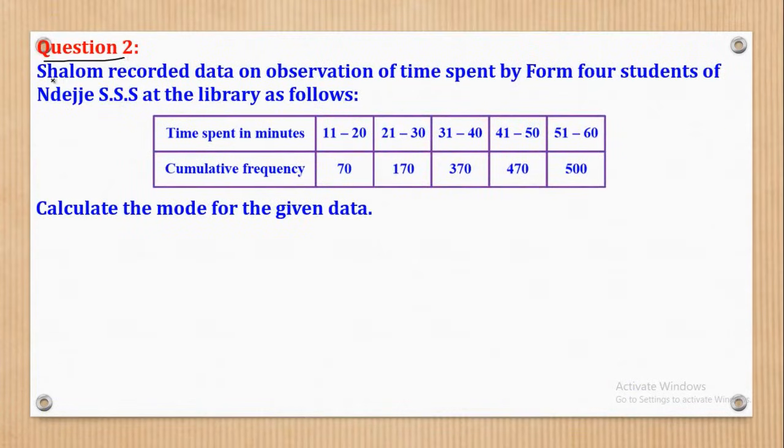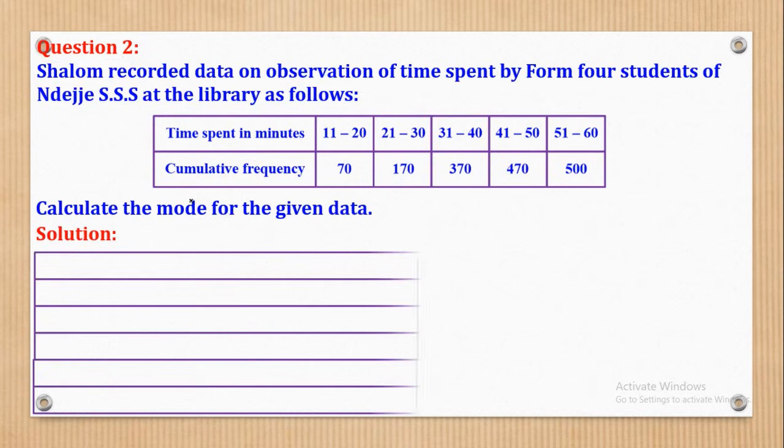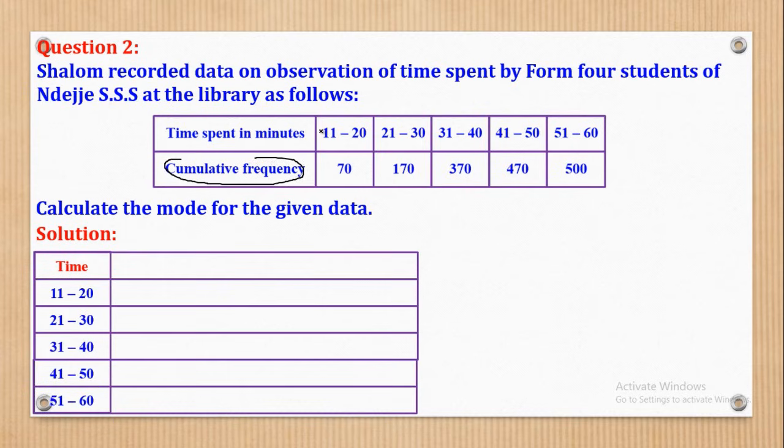Then question 2, Shalom recorded data on observation of time spent by Form 4 students of Ndege SS at the library as follows. So it's the table, and they said calculate the mode of the given data. So still we shall do the same, but here they have given you cumulative frequency instead of frequency, so you have to first calculate the frequency. And also they have given you class limits and not class boundaries. So we shall get cumulative frequency, write these ones here.